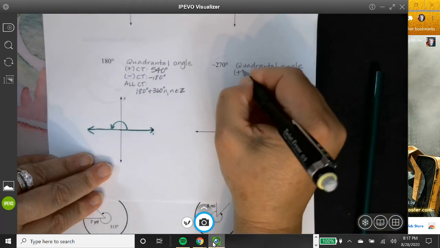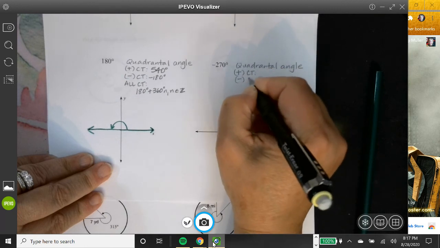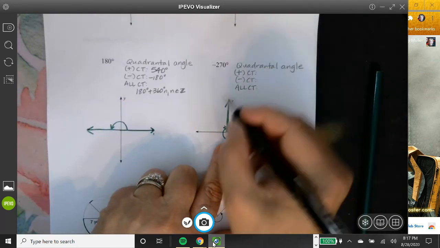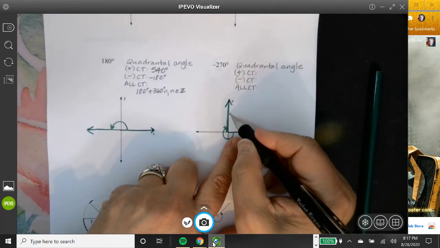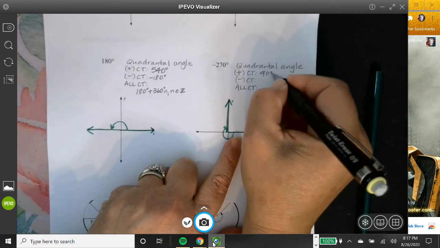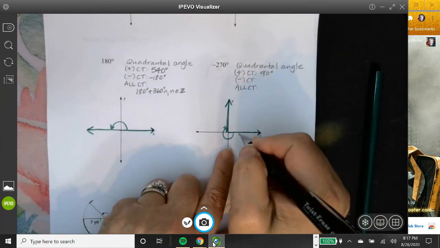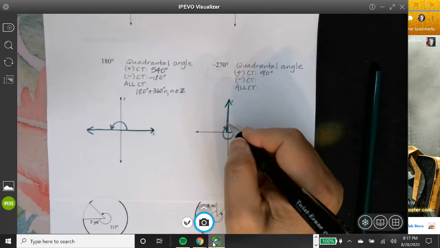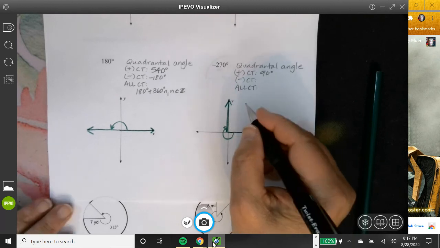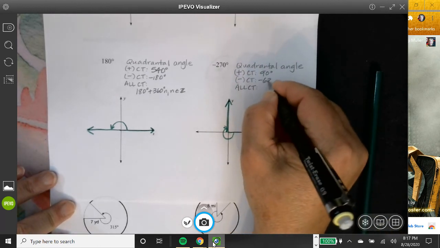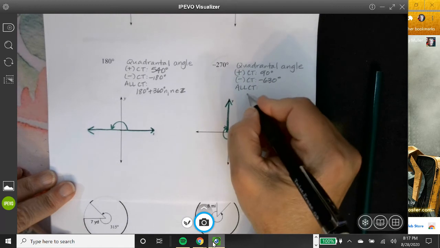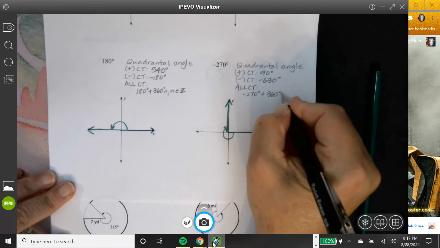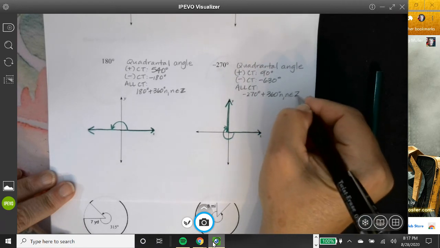A positive coterminal, a negative coterminal, and an expression for all. So a positive coterminal, I could say, starts here and ends here, which would be 90 degrees. A negative coterminal would have to go all the way around and hit it one more time. So that would be 270 plus 360 in the negative direction, which would be negative 630 degrees. And then I could do the expression as 270 plus 360 degrees n, where n is an element of the integer set.